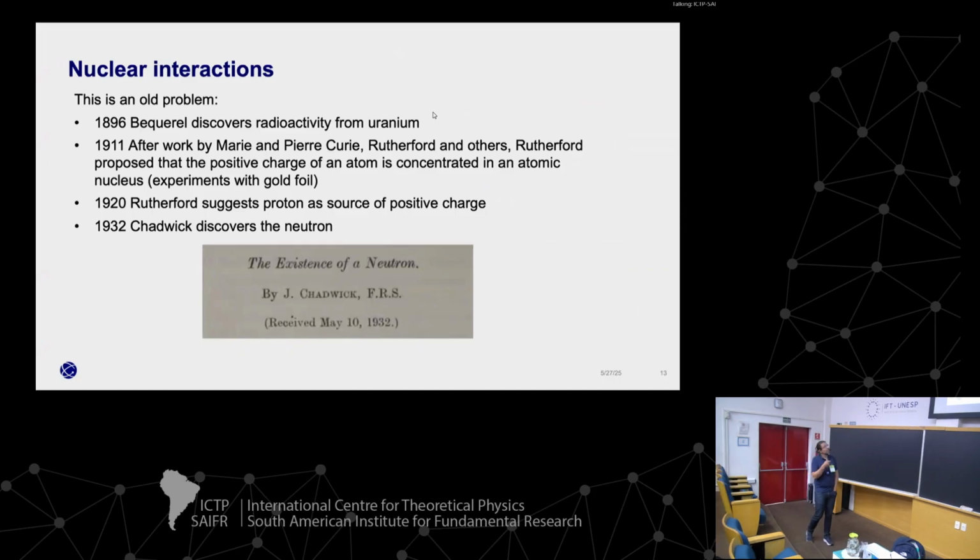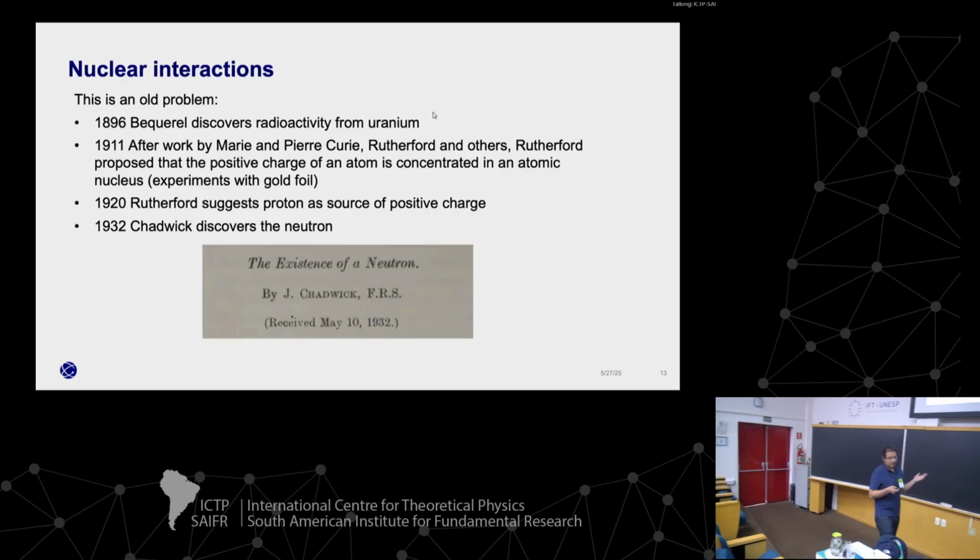And then after a lot of work by Rutherford and the Curies, in 1911, it was proposed that the majority of the mass of an atom is in an atomic nucleus, right? And then in 1920, Rutherford suggested that the proton is the source of the positive charge. And then in 1932, Chadwick discovered the neutron. So we knew that there is a nucleus, and we know there are protons and neutrons.